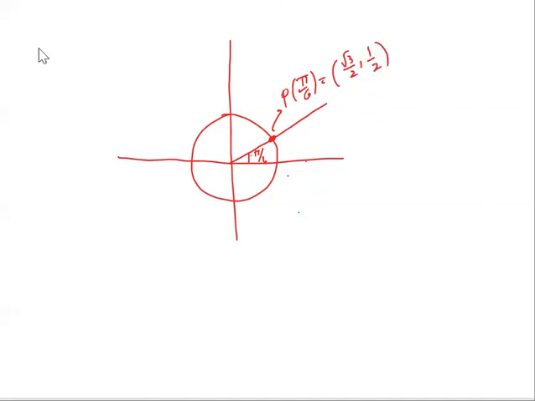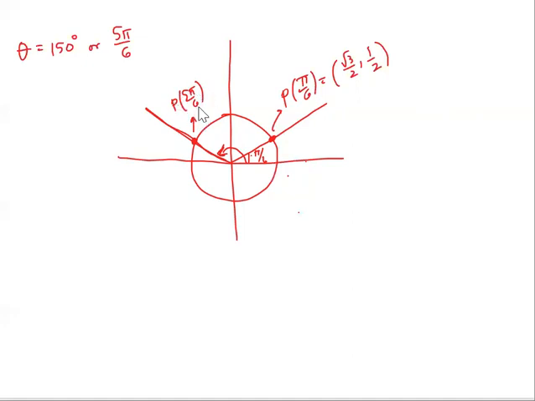Now let's consider theta is equal to 150 degrees. So 150 degrees in radians is 5 pi over 6. So 150 degrees is the following angle. This angle is 150 degrees, and this is the terminal point of 5 pi over 6. So now the question is, what are the coordinates of the terminal point of 5 pi over 6?